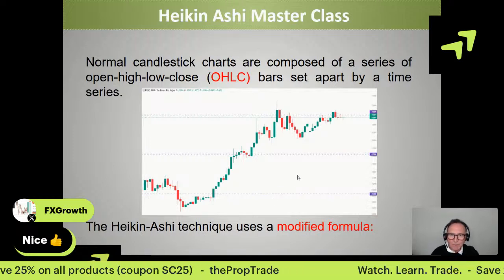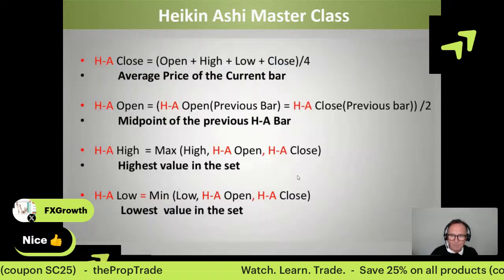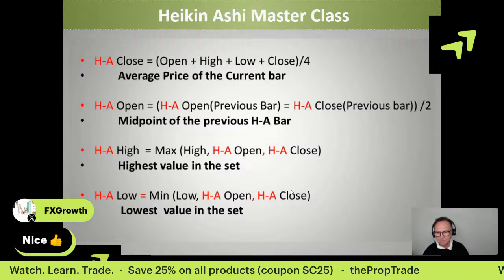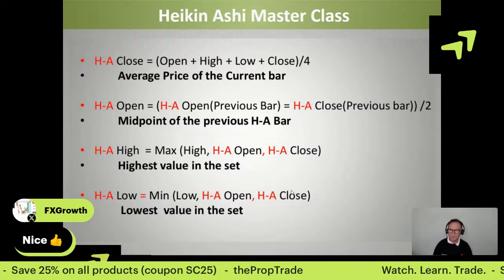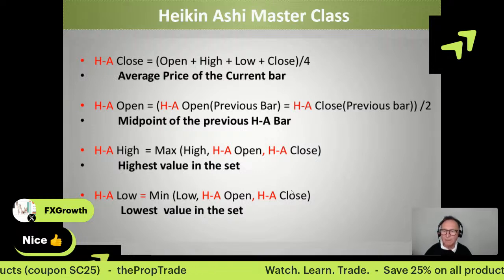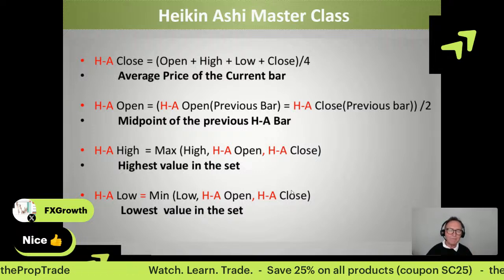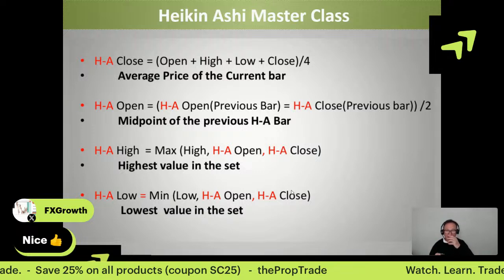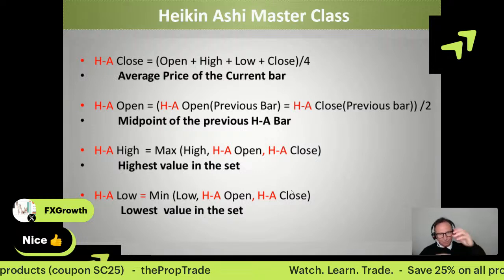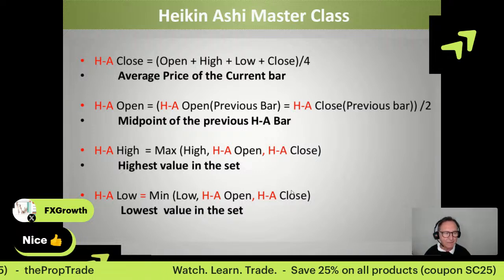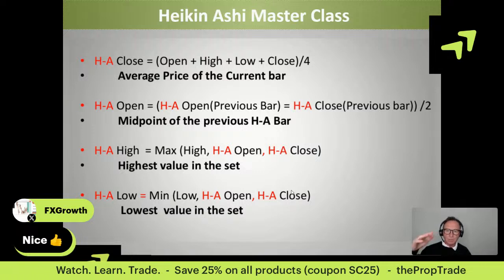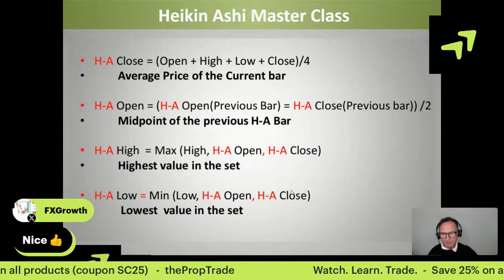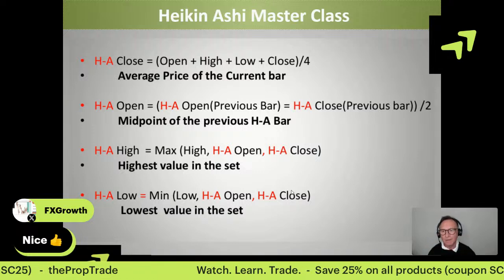So normal candlesticks: open, high, low, close over the time series that we're looking at. Now, what Heikin Ashi does is it still uses the close, open, high, and low points, but it uses the average price of the two previous candles. So the close on a Heikin Ashi candle is the average price of the current bar. It uses the open price, the high price, the low price, the close price, and divides it by 4. Simple as that. That gives you the close of the candle on a Heikin Ashi candle.